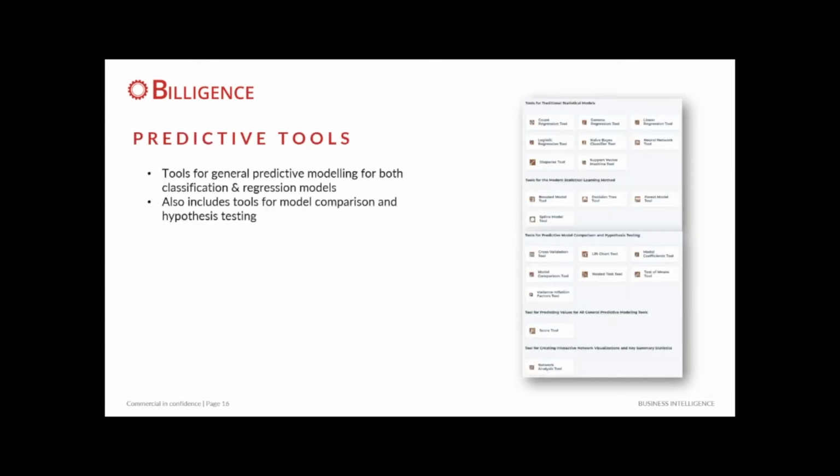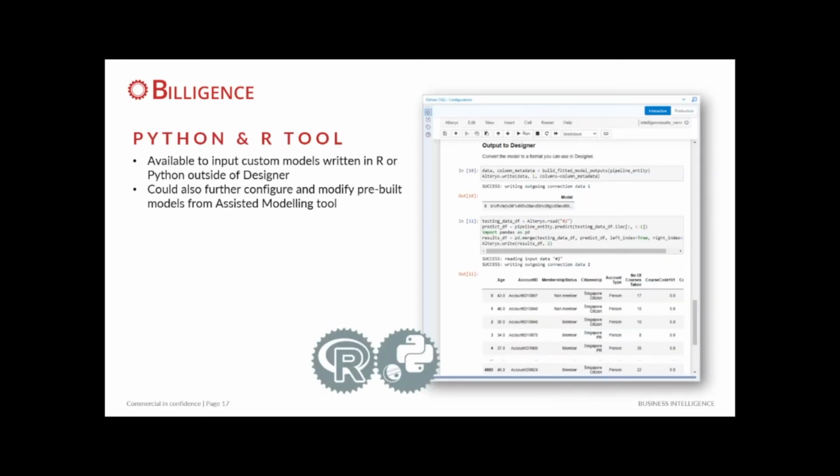We had also seen the suite of predictive tools available on Alteryx, which ranges from classification to regression models, as well as traditional or modern statistical learning methods. The suite, in fact, also includes tools for model comparison and hypothesis testing. These tools are more for users who have an idea of what predictive analytics should be like, but have probably no experience in building that model on their own.